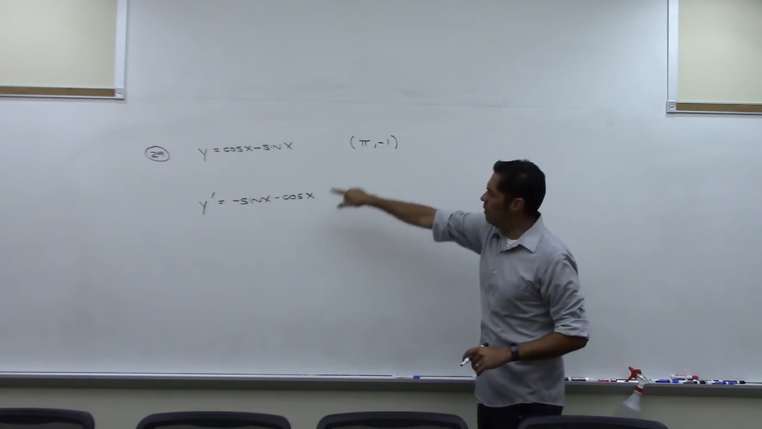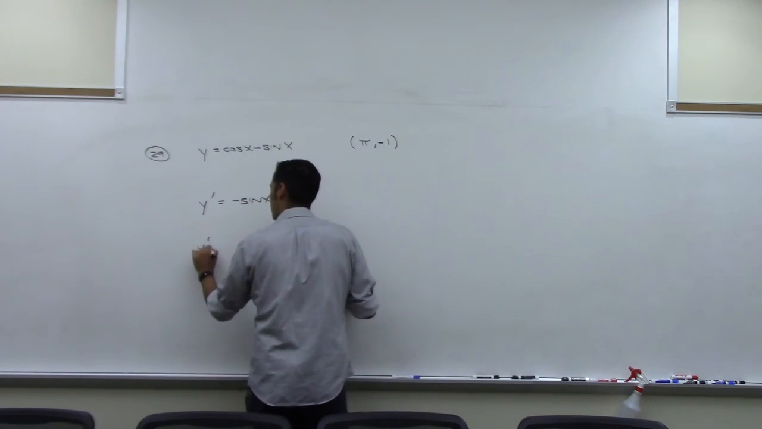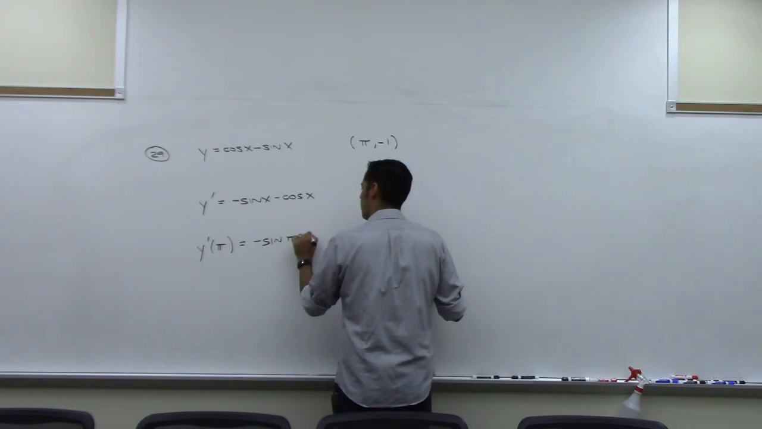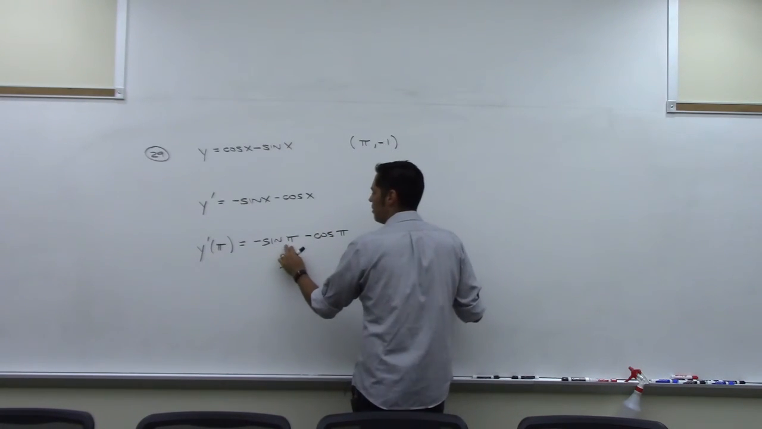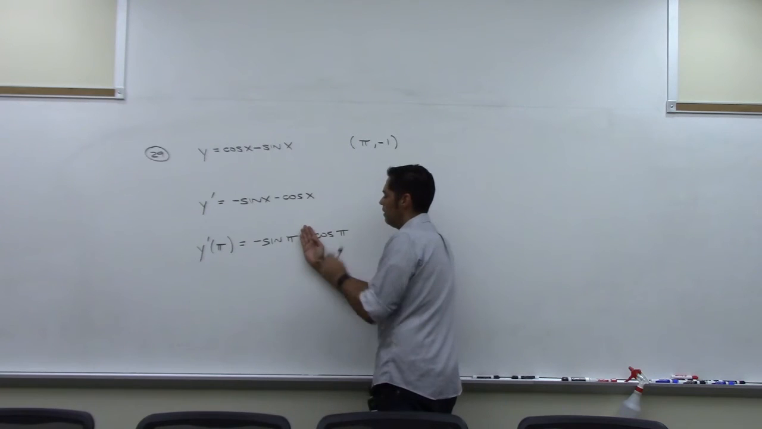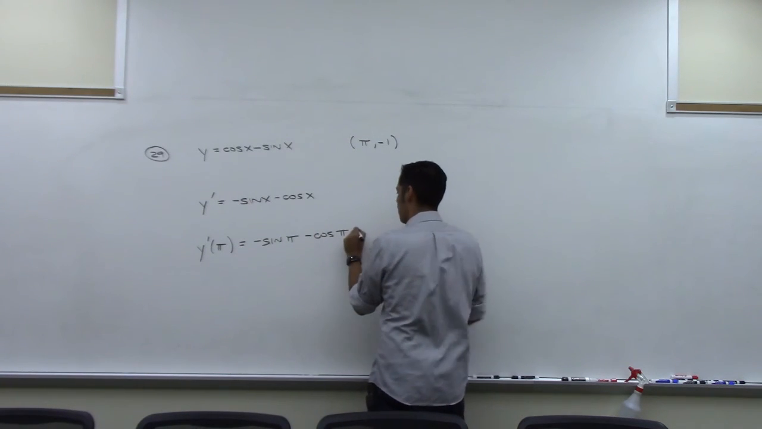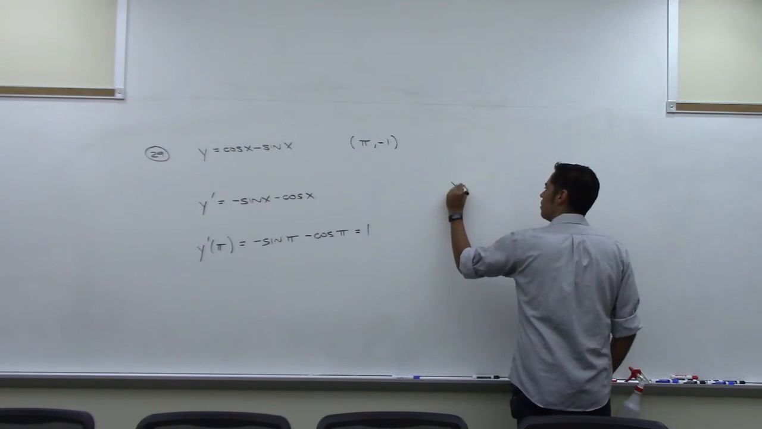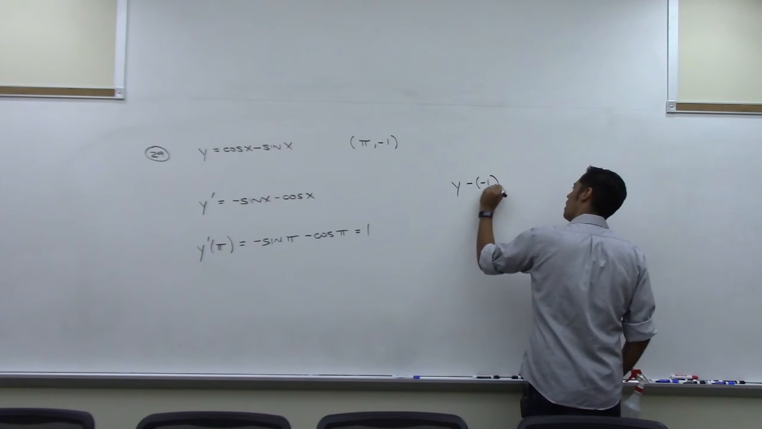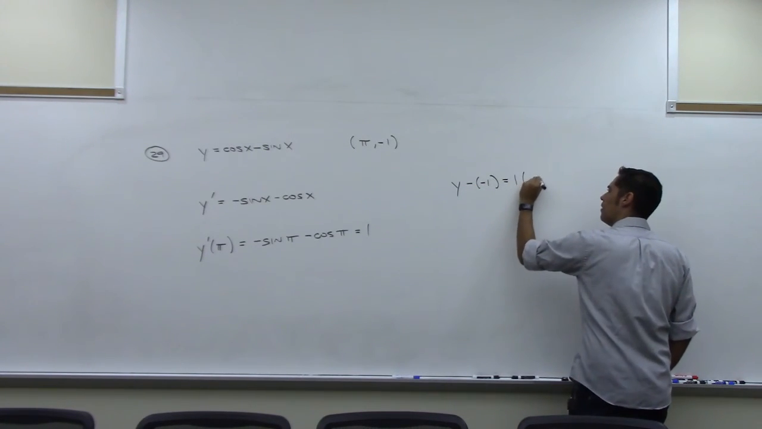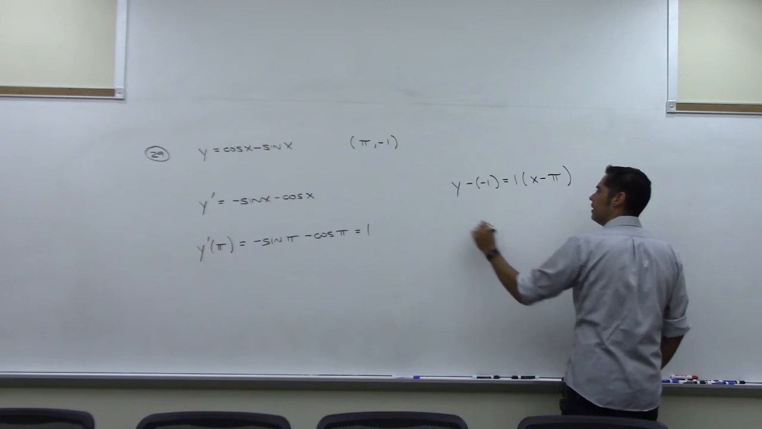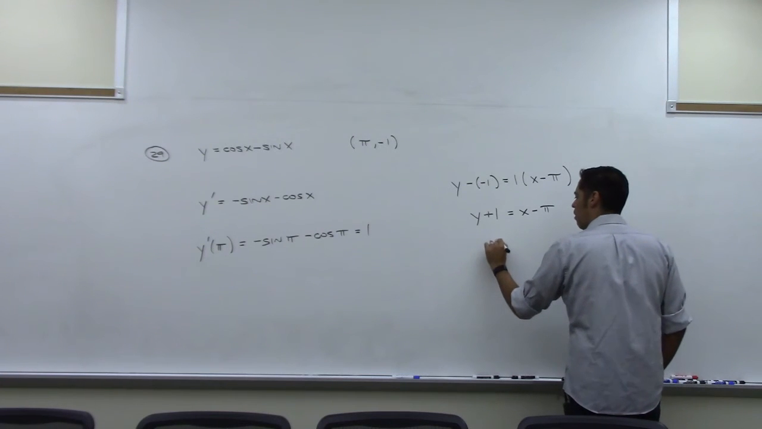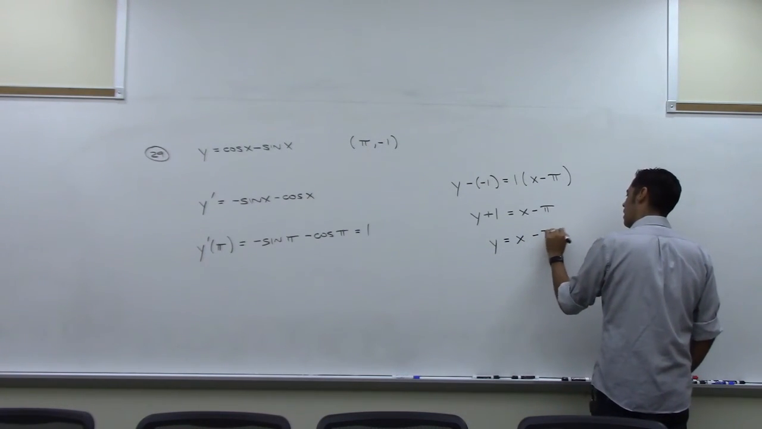So let's replace the x with pi in here. So y prime at pi should be negative sine pi minus cosine pi. Sine of pi is 0, we know that, so that's all gone. Cosine of pi is -1, but then make it minus, so 1. The slope's 1. Great. The equation of the tangent line then is y minus y1 equals m, which is our slope we just found to be 1, and then x minus x1, which is pi. So you get y plus 1 equals x minus pi, and then y equals x minus pi minus 1.